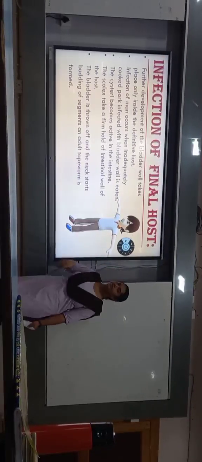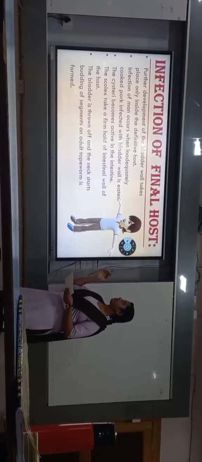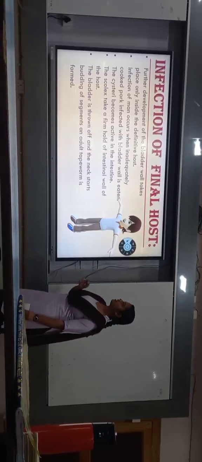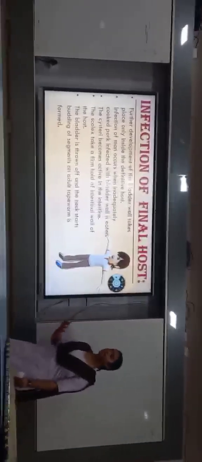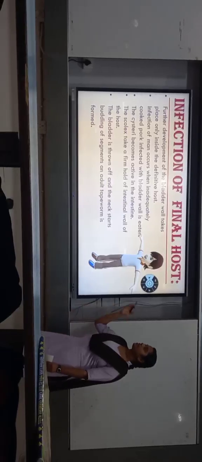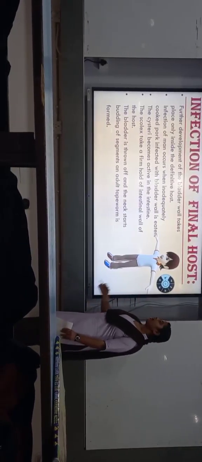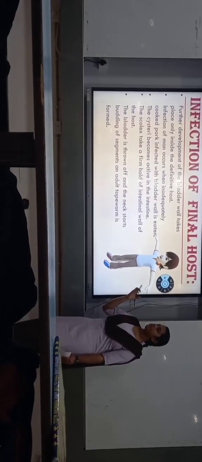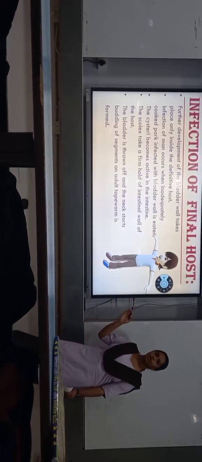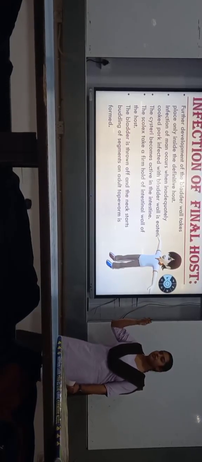Now, infection of the final host. Further development of the bladder wall takes place only inside the definitive host, which is man. Infection in man occurs when inadequately cooked pork is consumed. Then the cysticercus becomes active in the intestine of the host, and the scolex takes a firm hold in the intestinal wall of the host, and the bladder is thrown off, and again the neck starts budding, and here the adult tapeworm is formed.